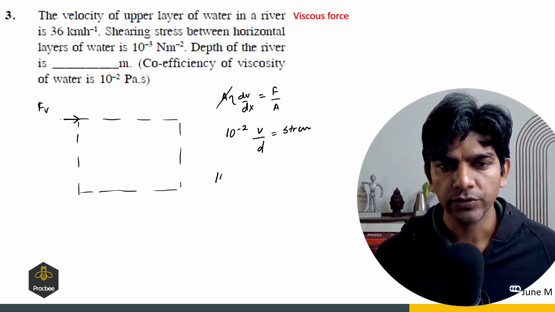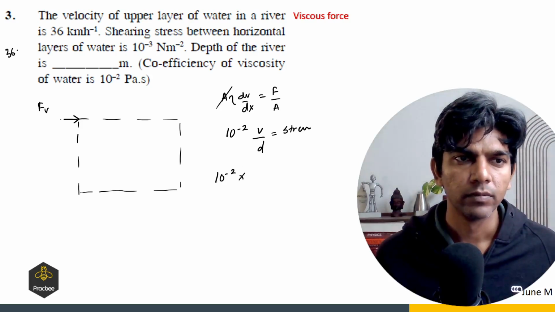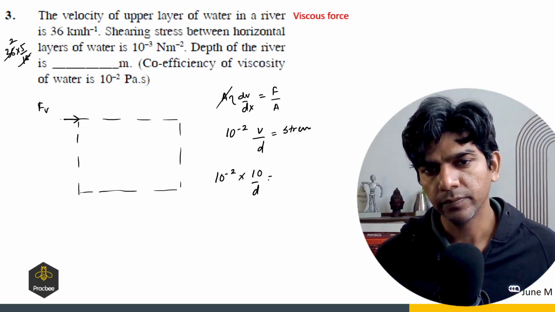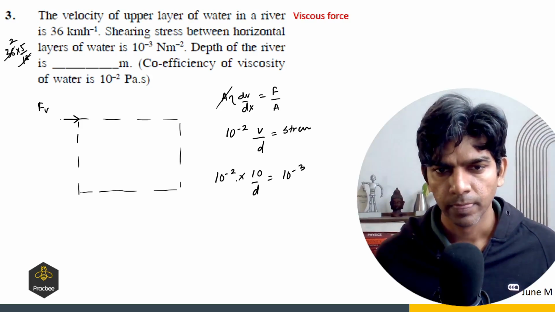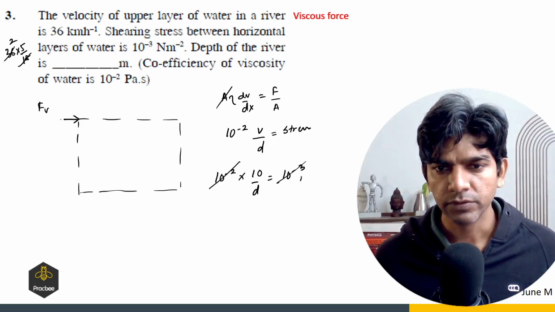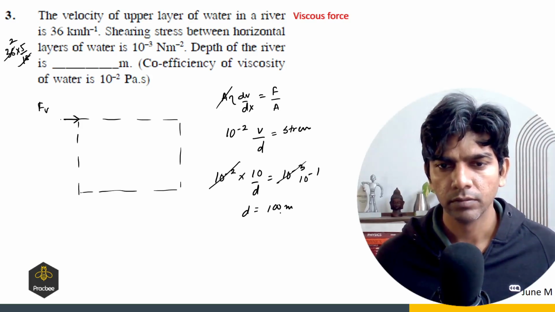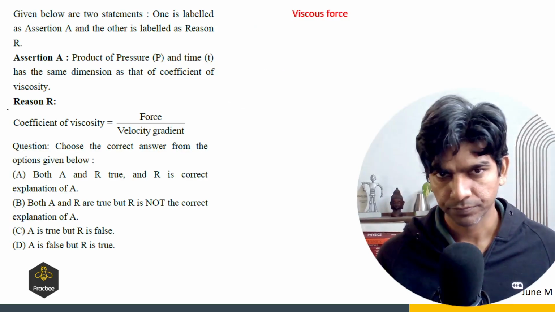So let us substitute the values. So 10 raised to power minus 2, velocity is given as 36 kilometers per hour. So 36 times 5 by 18, so that will be 10. So 10 by d, and the stress is given as 10 raised to power minus 3, right? So this will give us 10 raised to power minus 1. So d comes out to be 100 meters, right? So 100 is the answer of this question.